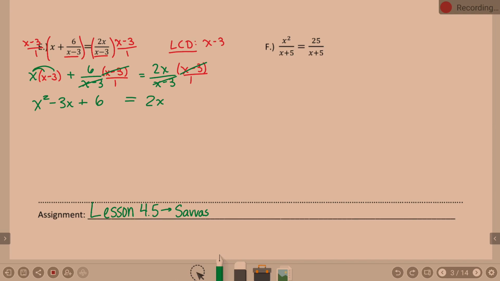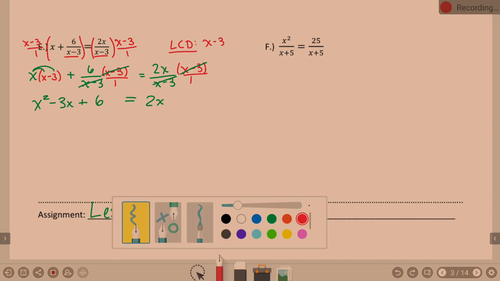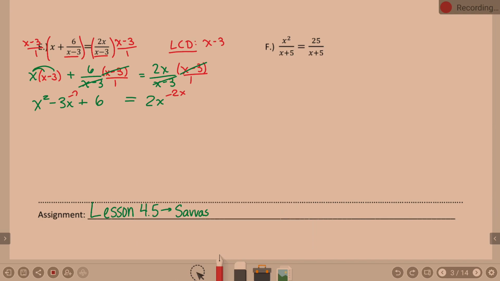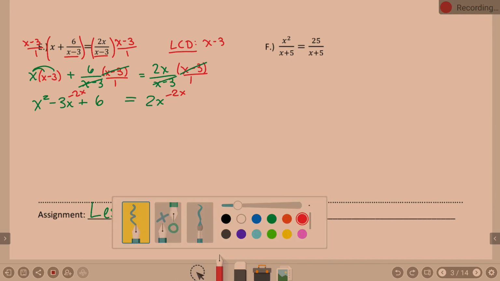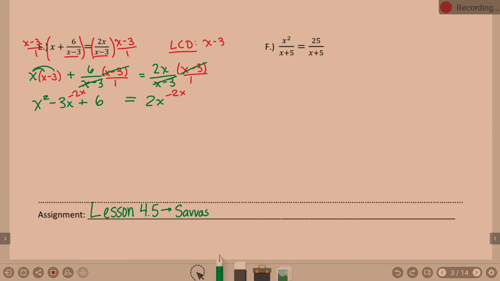Okay. I see x squareds and x's, so I'm going to make my equation equal to 0. I'm going to subtract my 2x over. This becomes x squared minus 5x plus 6 equals 0. They're giving us practice. Didn't we just do 6 and 5? No, we did 6 and 1, didn't we?